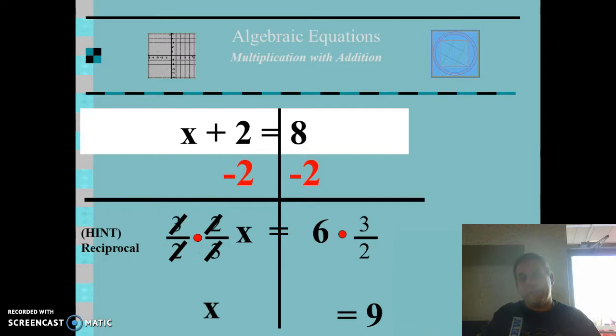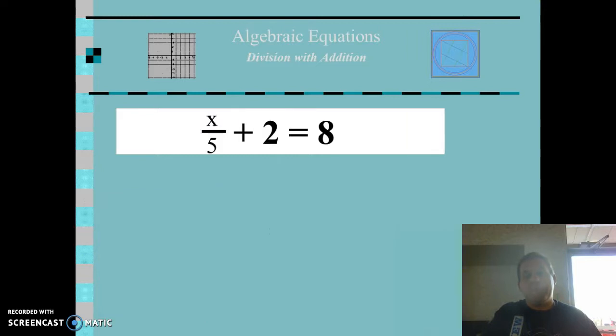2s cancel, the 3s cancel. We are left with x equals 18 divided by 2, which equals 9. I apologize for the mess up on the last slide. Now we have x divided by 5, plus 2 equals 8. Again, we're getting rid of our constant first.